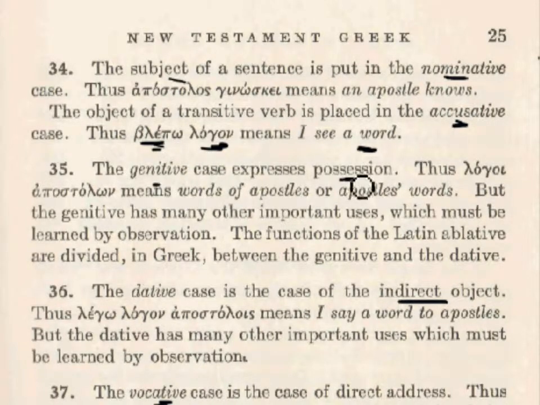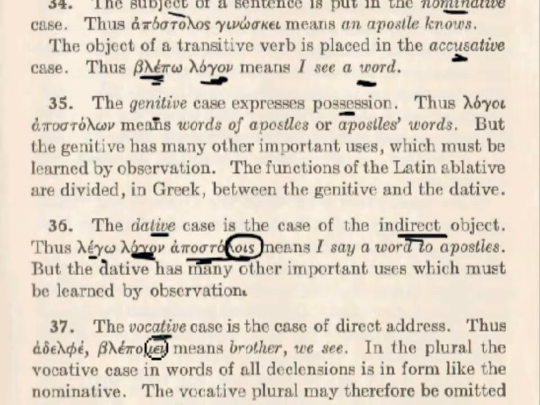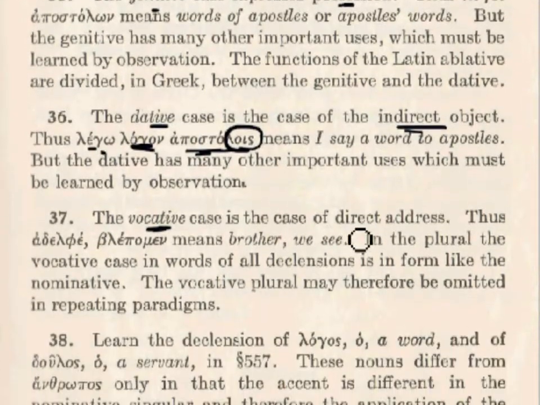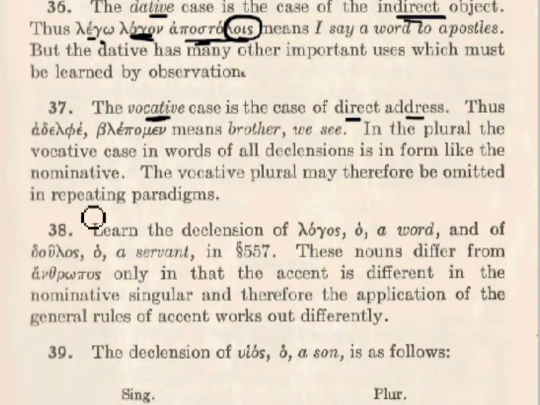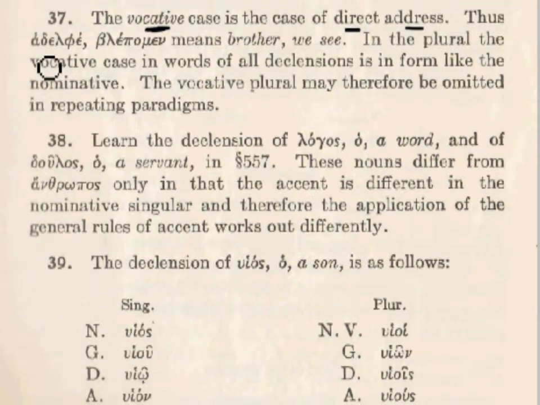The genitive expresses possession. The dative has to do with indirect objects, so lego logon apostolois, I say a word, there's the direct object, to apostles, this is the dative plural, the indirect object of the action of the verb. And then finally the vocative is the case of direct address. If I'm going to address someone specifically, adelphe, blepomen, brother, we see, would be the idea there.